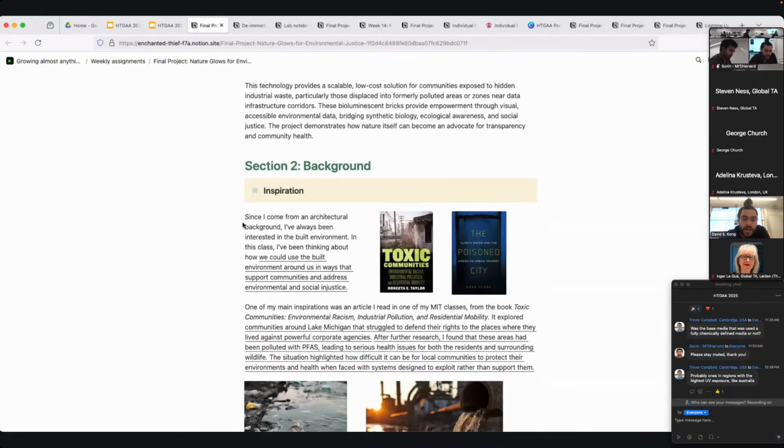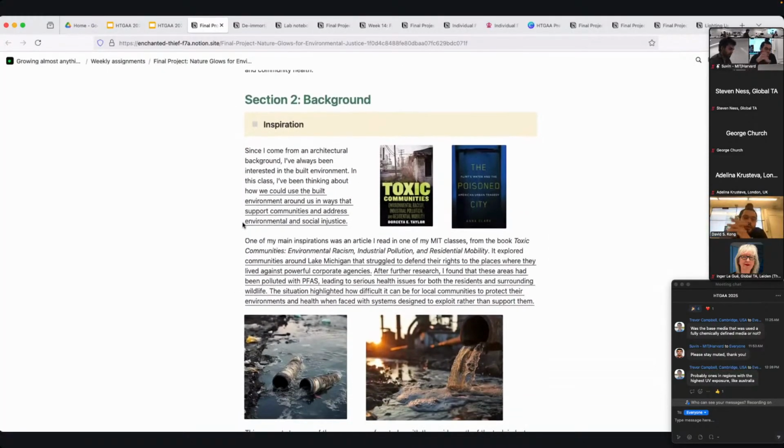So first of all, my inspiration and background was a paper that I read last semester here about some communities in Lake Michigan, which could not identify why some of their livestock were dead and why some of the people of these communities were becoming sick. After further research, I found that these areas have been polluted with PFAS, and it's leading to serious health issues for both residents of these communities and the whole US in general.